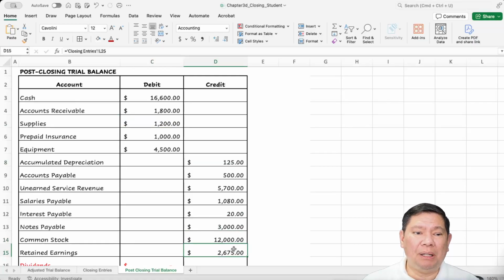So that's how we prepare the closing entries for us to be ready for recording new revenues, recording new expenses, recording new dividends in the next accounting period.